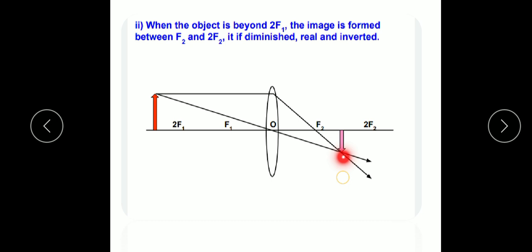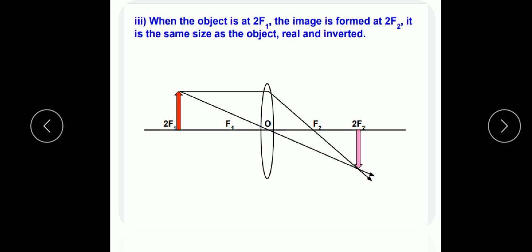When it is inverted, that means it is a real image, which means it can be caught on the screen. And the size of the image is less than the object size. It is diminished. This is about the second case.